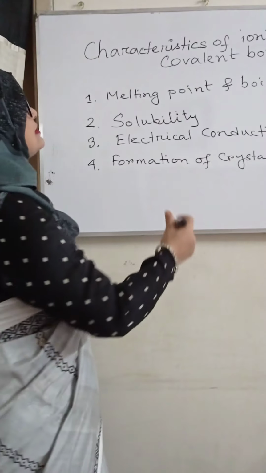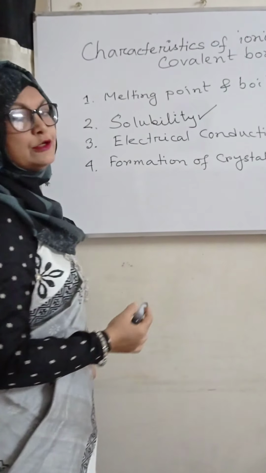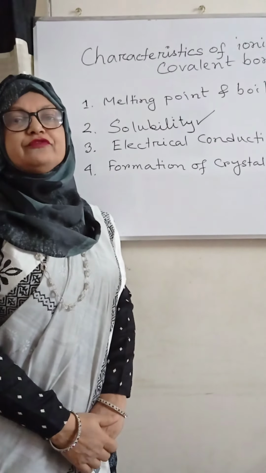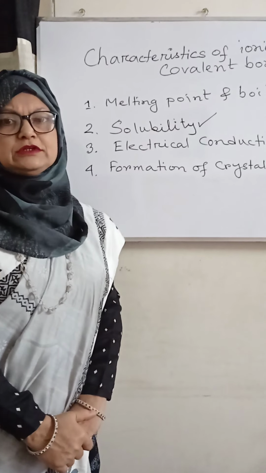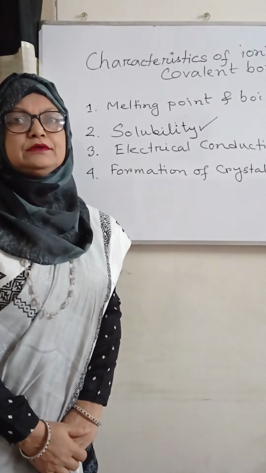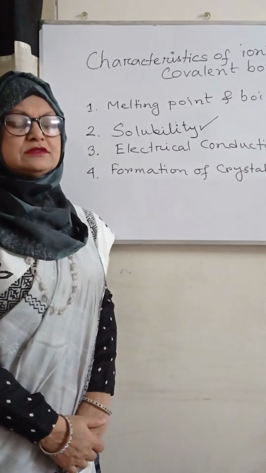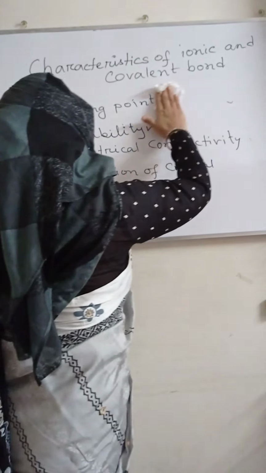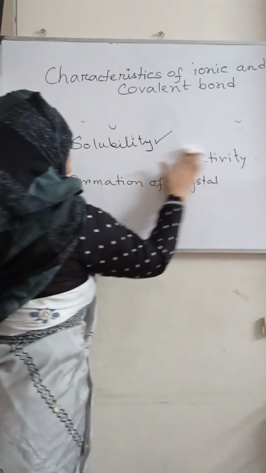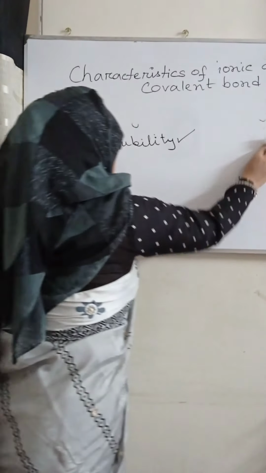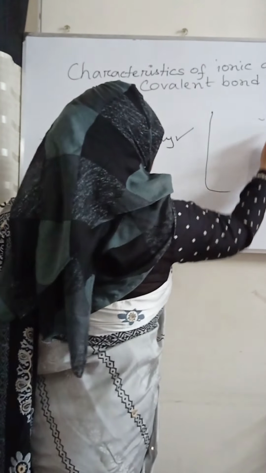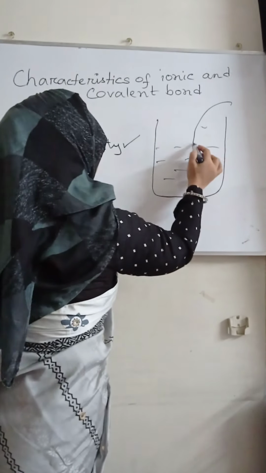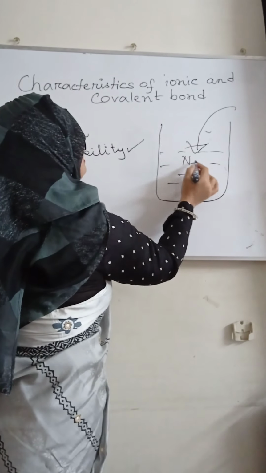Now, our next characteristic is solubility. To understand solubility of ionic compounds and covalent compounds, I will take a beaker with water and add some sodium chloride. Look here. I will take a beaker with water and add sodium chloride.